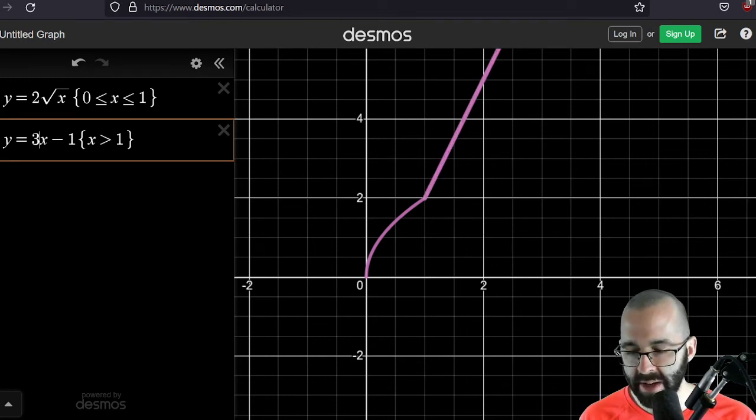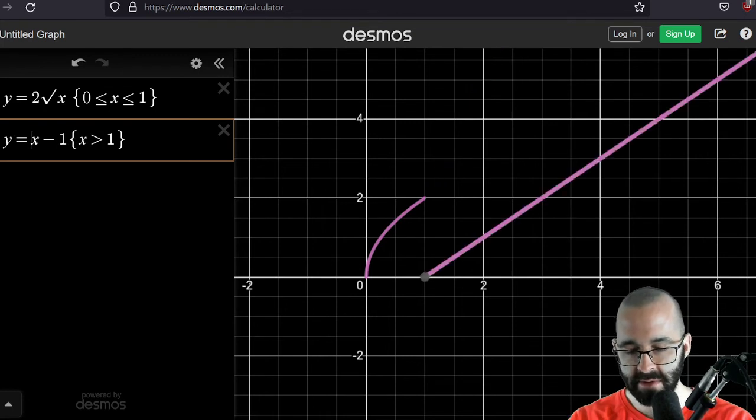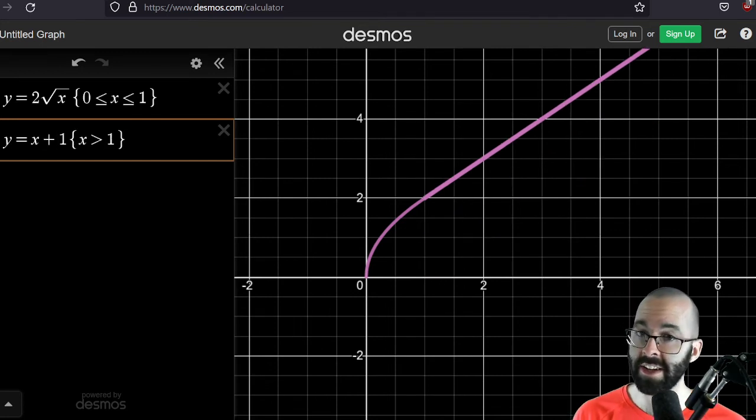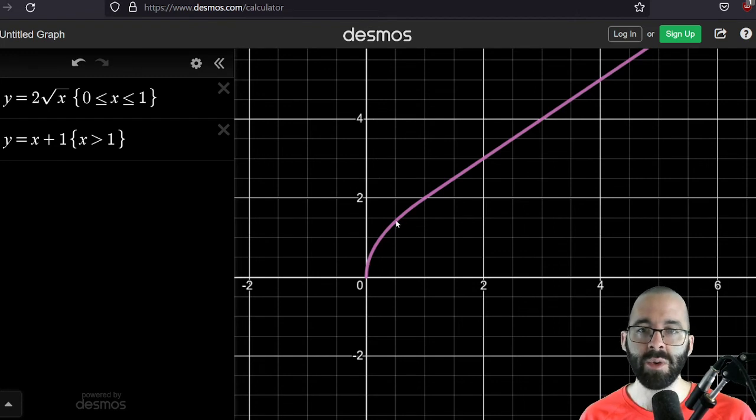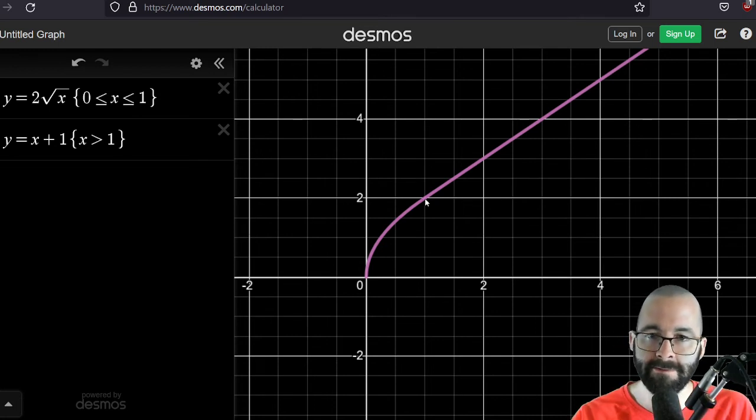Now we could change this function. If we made it this function now, this function is differentiable. It starts off with a square root function, and then it becomes a line. The derivative from the left and from the right are both 1. So this different function would be differentiable, but the original function was not.